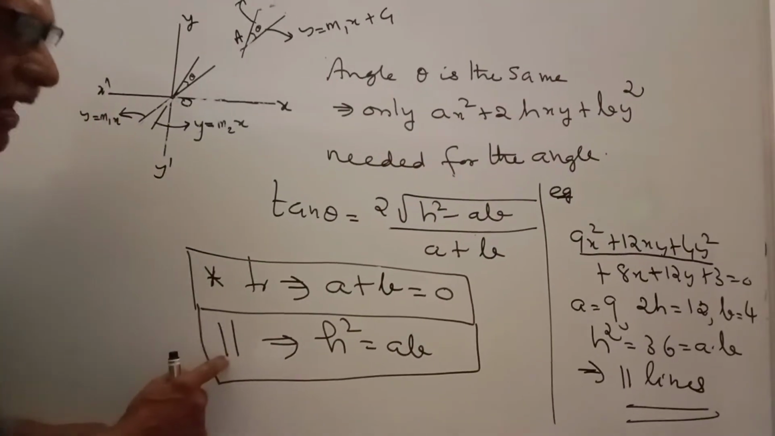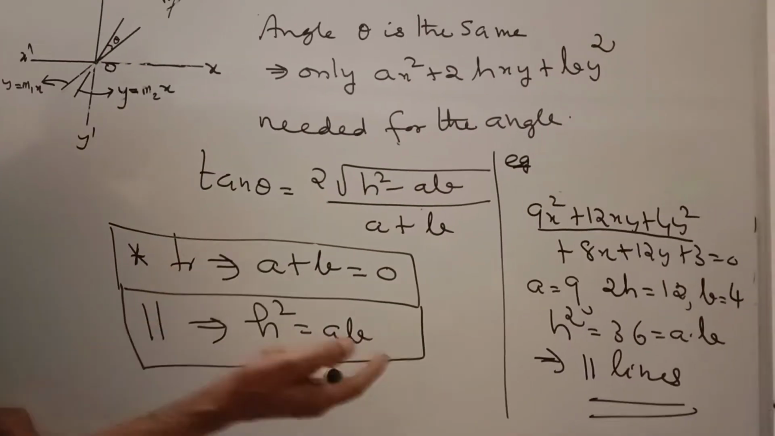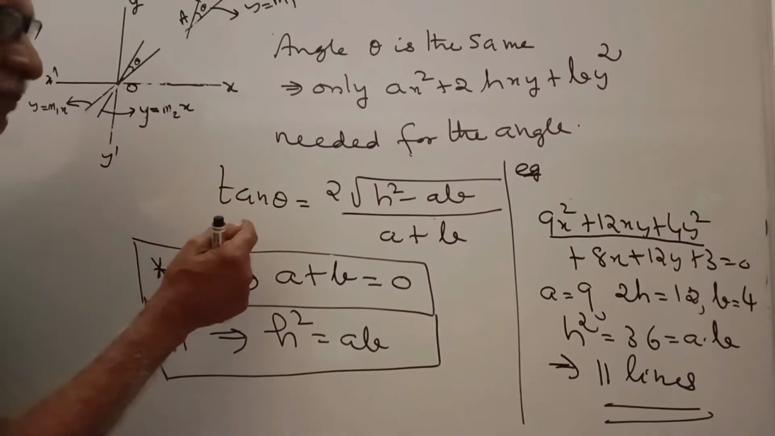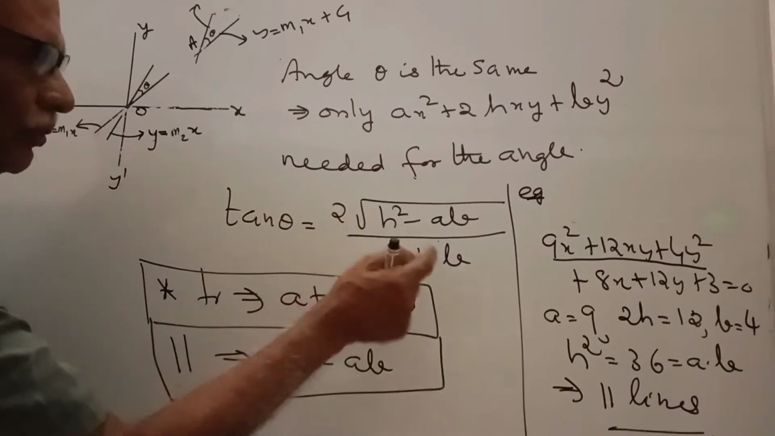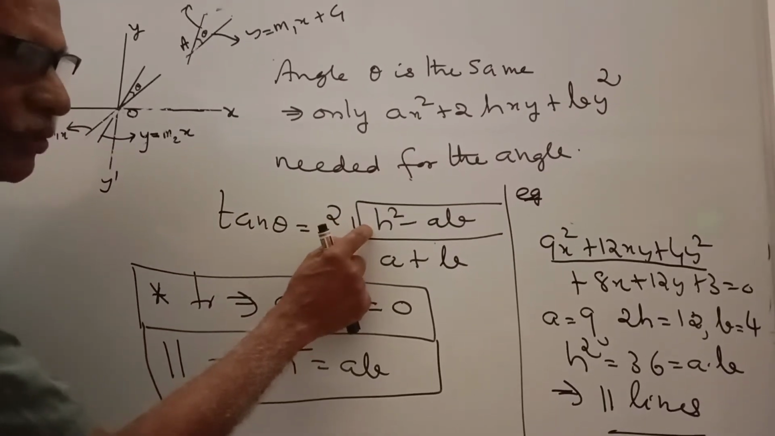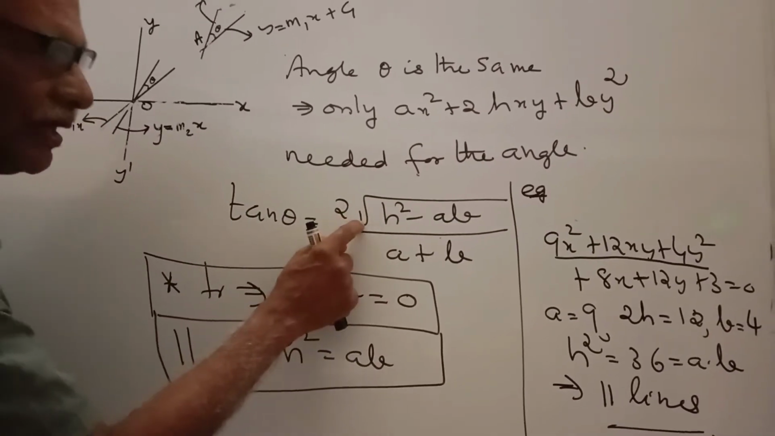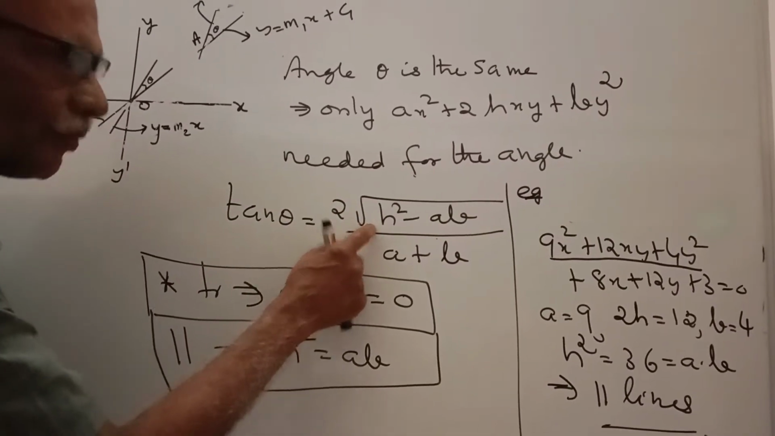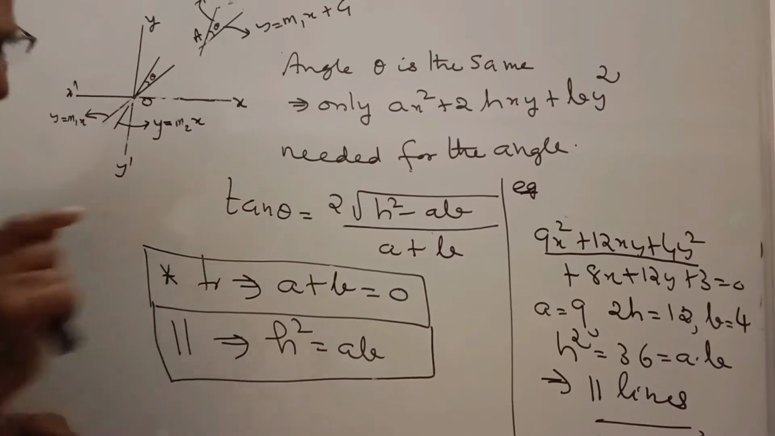Now similarly, if the lines are parallel, the angle is 0. So it's tan 0, and you'll see in trigonometry, tan 0 is 0. So 2 into root of h squared minus ab is 0, or root of h squared minus ab is 0, or h squared minus ab is 0, or h squared equals ab.